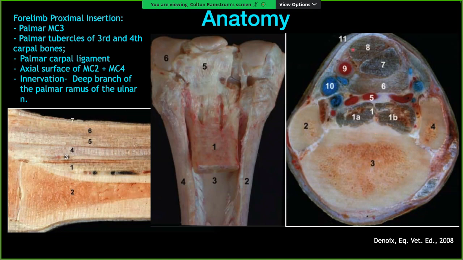Obviously, you can do direct ultrasound guided blocks here at the origin of the suspensory ligament, or you can do a more proximal block of the ulnar nerve or median ulnar nerve to get full anesthesia of this area.